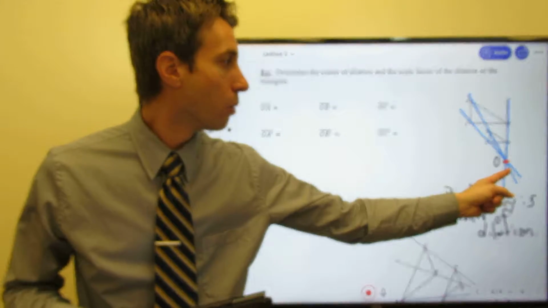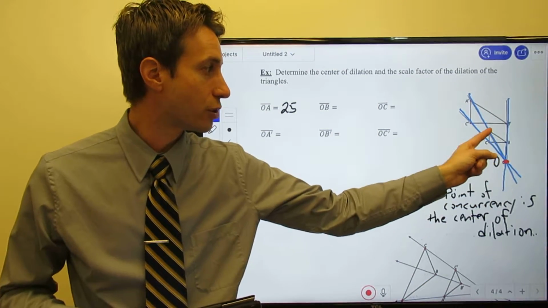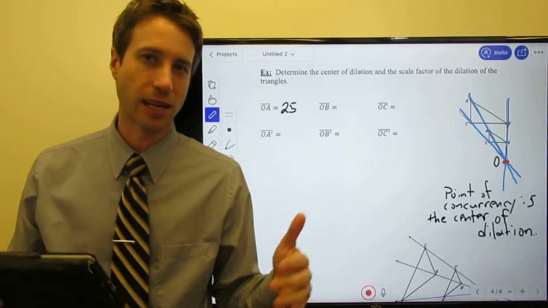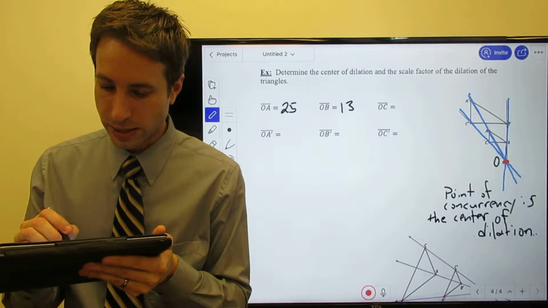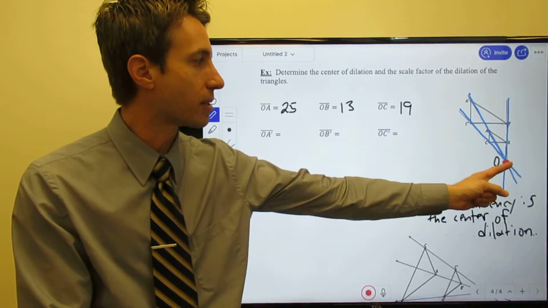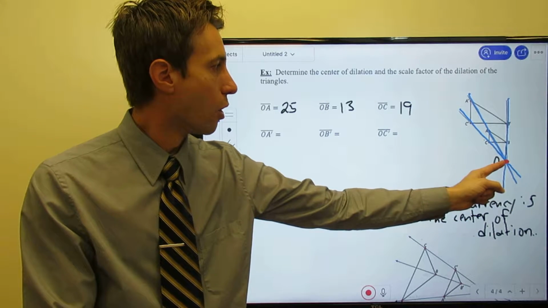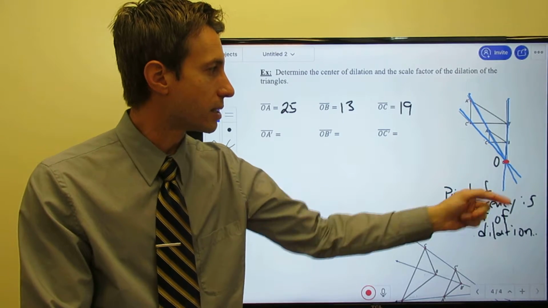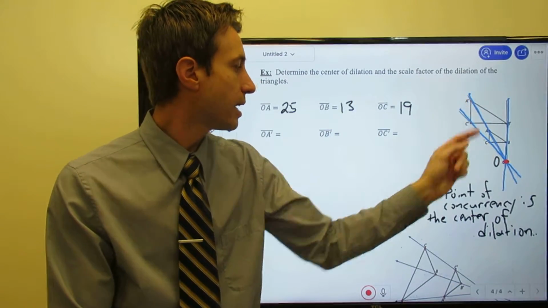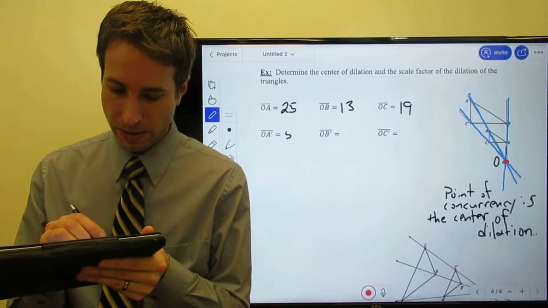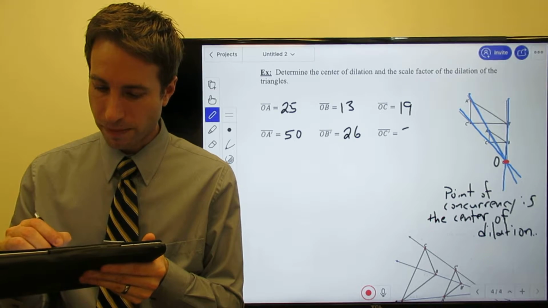If the distance from O to A is 25, so from my center of dilation to the point A, we say it's 25, I don't know, inches, centimeters, whatever. O to B is 13, and O to C is 19, right? So that's the distance from my center of dilation to this first triangle right here. O to A, 25, O to B, 13, and O to C, 19. All right, now let's do it to the next triangle. So O to A prime, that's going to be 50. O to B prime, 26. And O to C prime, 38.